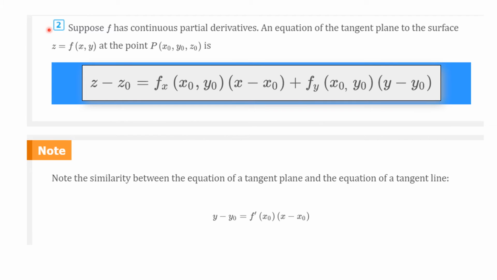So we've proven this theorem. Suppose f has continuous partial derivatives. An equation of the tangent plane to the surface z equals f of x, y at the point x naught, y naught, z naught is z minus z naught is equal to the partial of f with respect to x evaluated at x0, y0 times x minus x0, plus the partial with respect to y evaluated at x0, y0 times y minus y0. And if you look at this equation, you can see that it is very similar to the equation of the tangent line in 2 dimensions. It's sort of a dot product version of that.